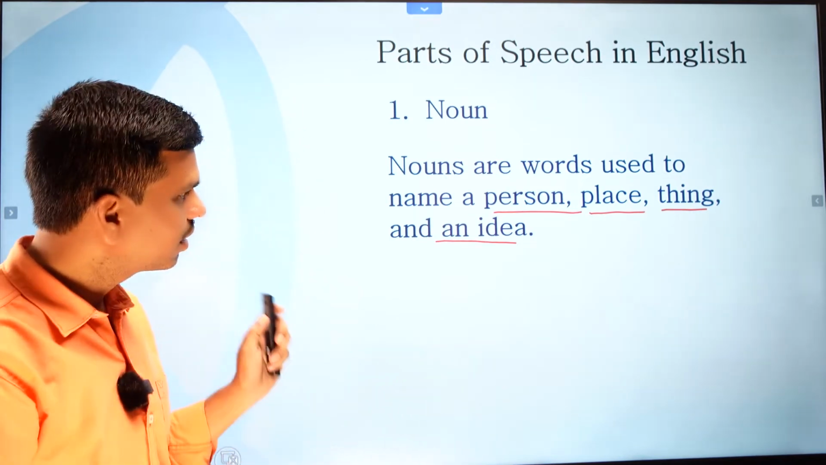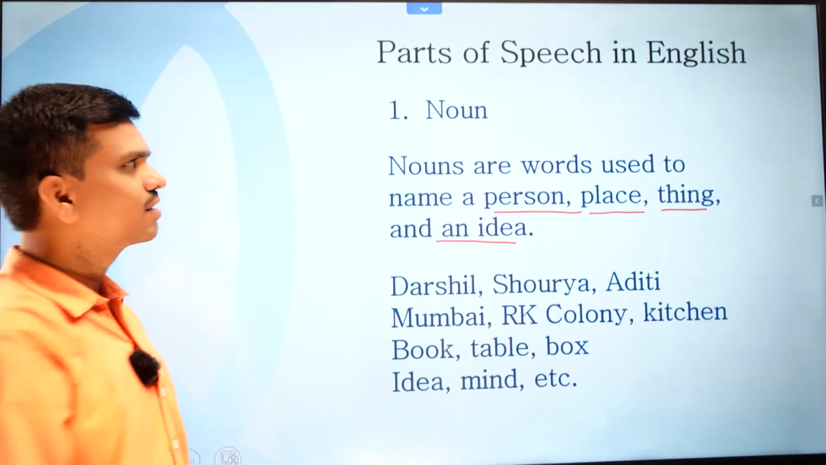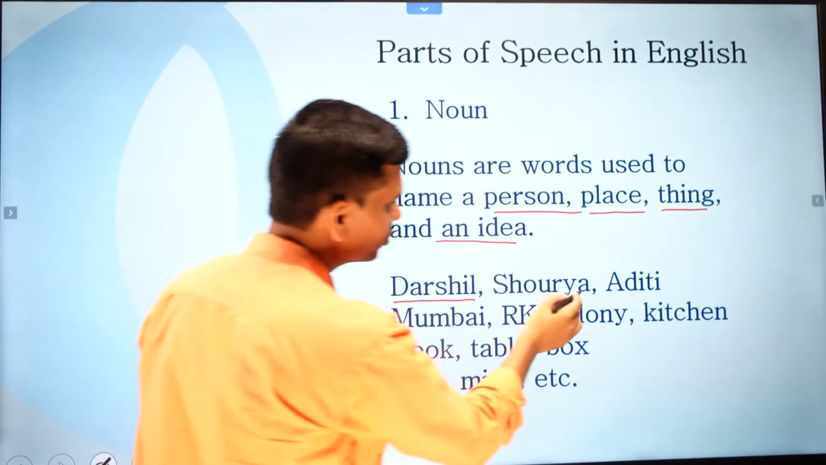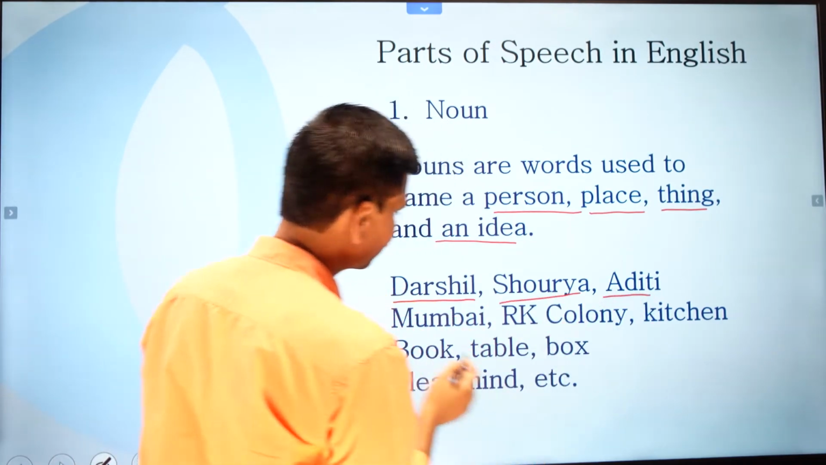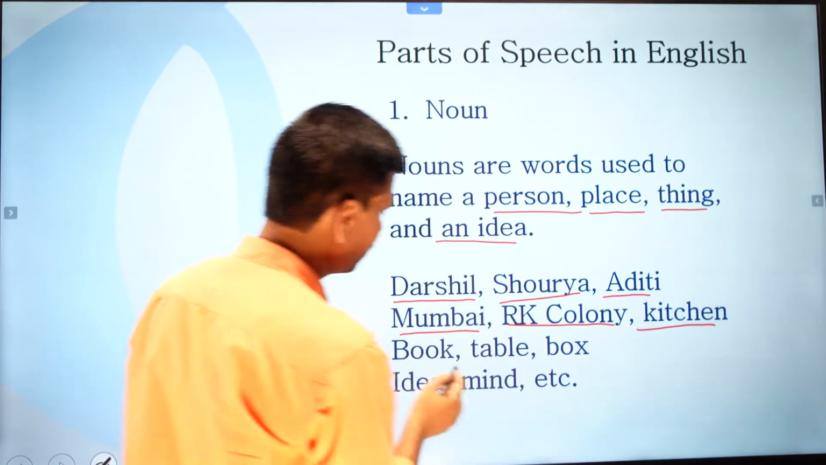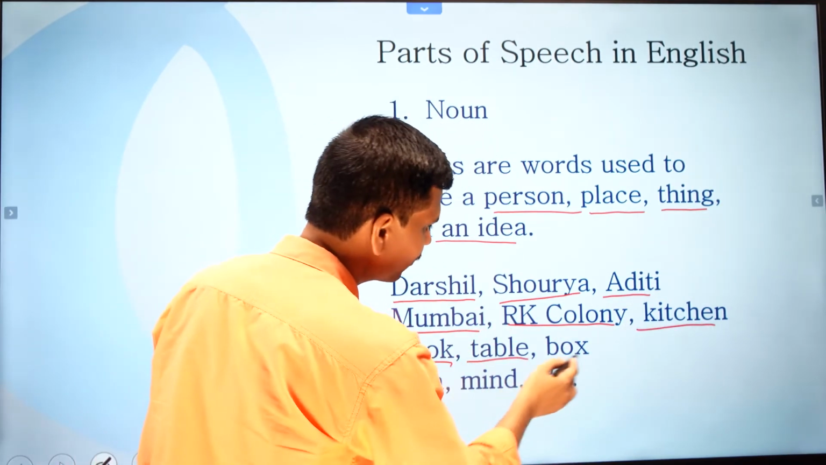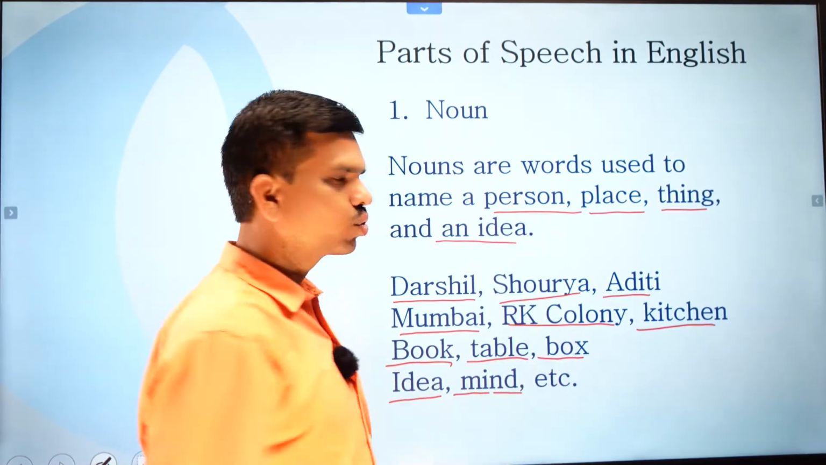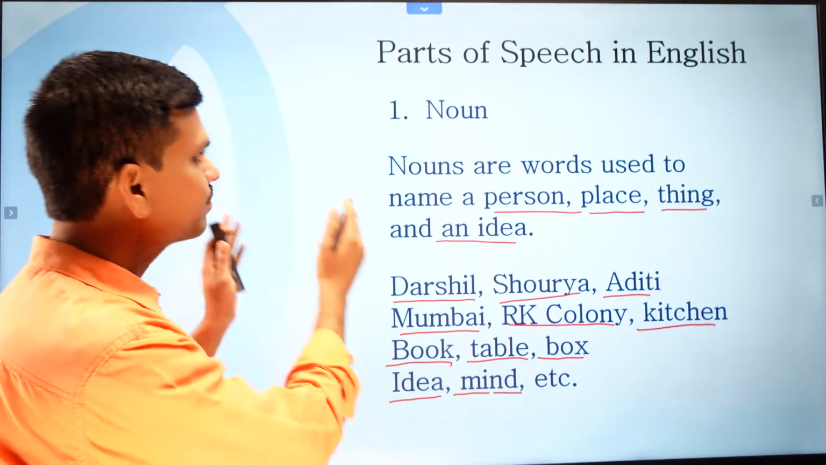So you see here the examples. These are the examples of the term called noun in English grammar. Darshil, Shaurya, Aditi, then you have Mumbai, RK Colony, you have kitchen, then you have book, table, box, idea, then you have mind, and etc. So many things are there in the noun.